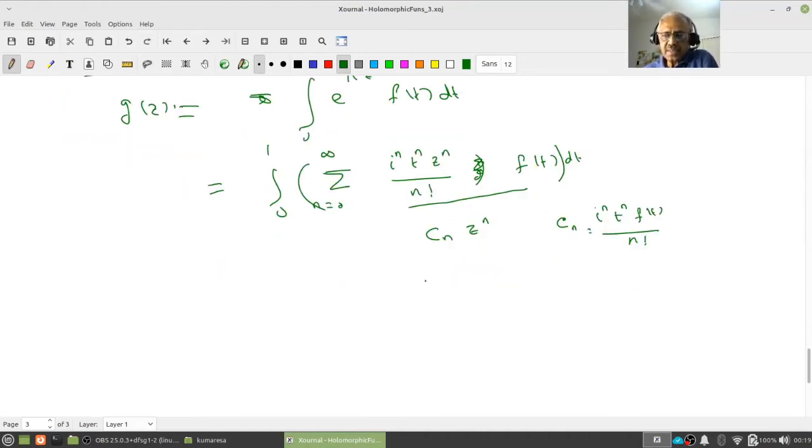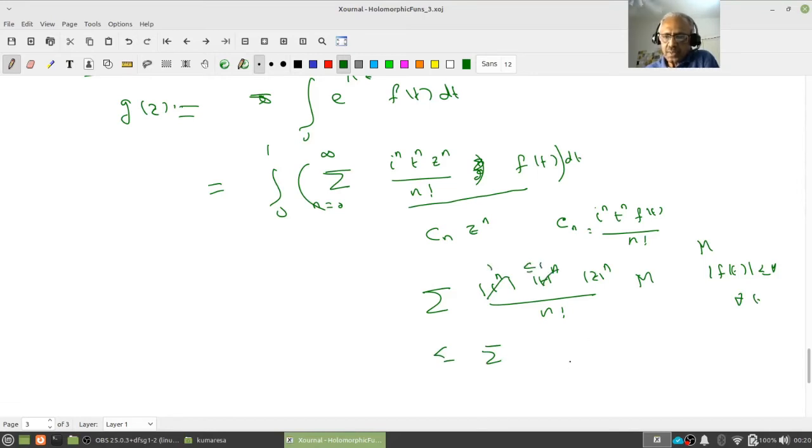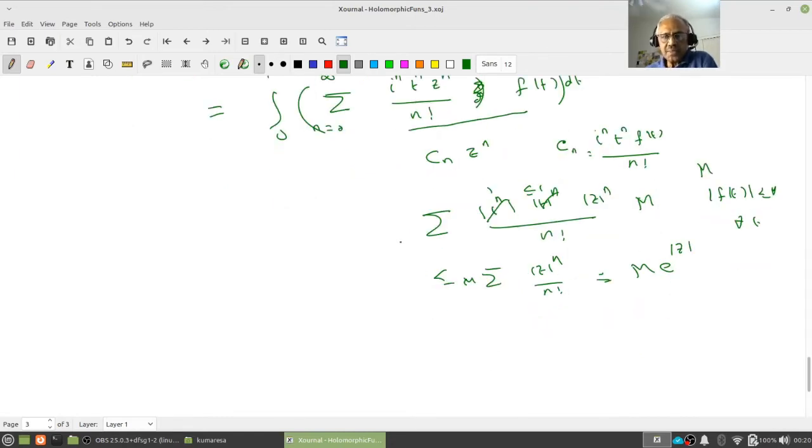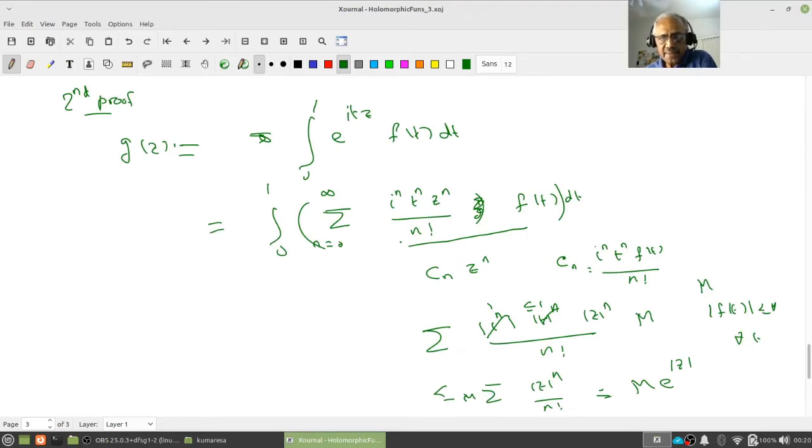Now I claim this series is absolutely convergent on any finite part of the complex plane. Why? You have an estimate. Look at this: mod i power n, mod t power n, mod z power n by n factorial, and M, where M is such that mod f of t is less than or equal to M for all t. And mod t is less than or equal to 1, so this is less than or equal to M times mod z power n by n factorial, which sums to M times exponential of mod z. Therefore, this is absolutely convergent for every z in the complex plane. Therefore, the radius of convergence of this series is infinity, and hence it's uniformly convergent on any finite part of the plane. Are you following?